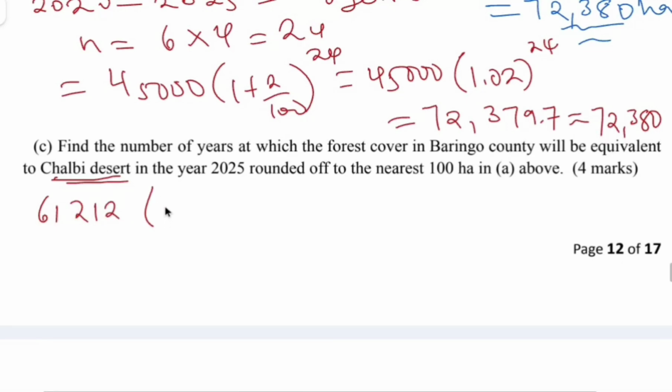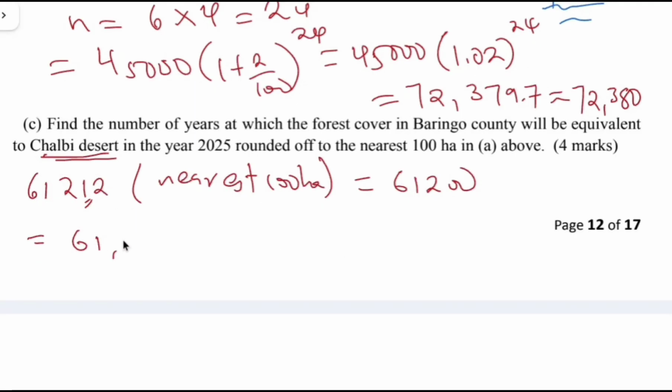Tukiround off to the nearest, kwa sababu hapa umeambia to the nearest 100 hectares, yafaa iandikwe 61,200. Sawa, 61,200 kwa sababu utaangalia hapa mbele ya 2 ni 1 less than 5, so hizi zitakuwa 0 na hii yabakia hivyo. So hii answer sasa hapa itakuwa 61,200. Okay, 61,200 equal to, maana hii ya Chalbi tayari ushaambiwa, will be equivalent to Chalbi Desert in the year 2025. So ile ya Baringo wajua ni 45,000, multiply by 1 plus 2 over 100, but you don't know the n.